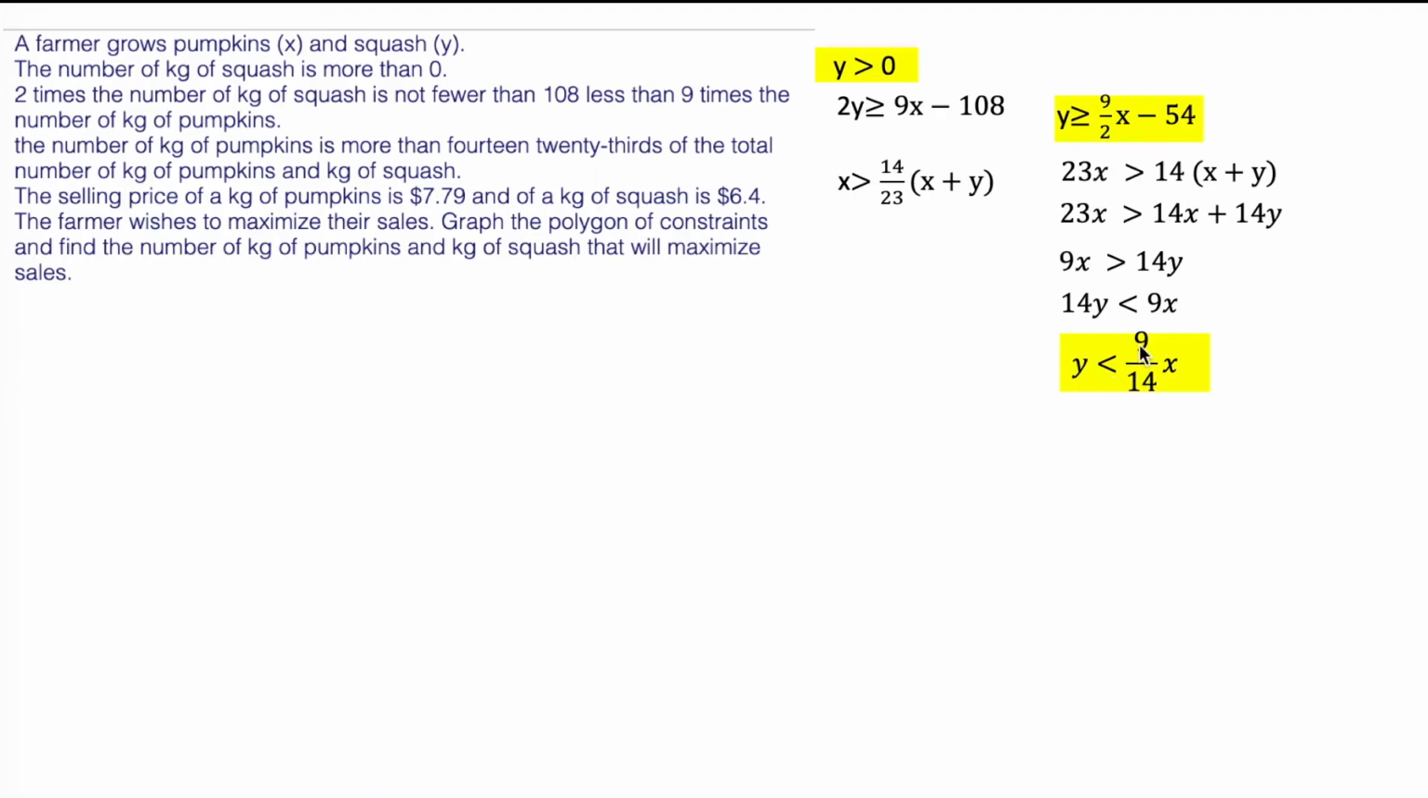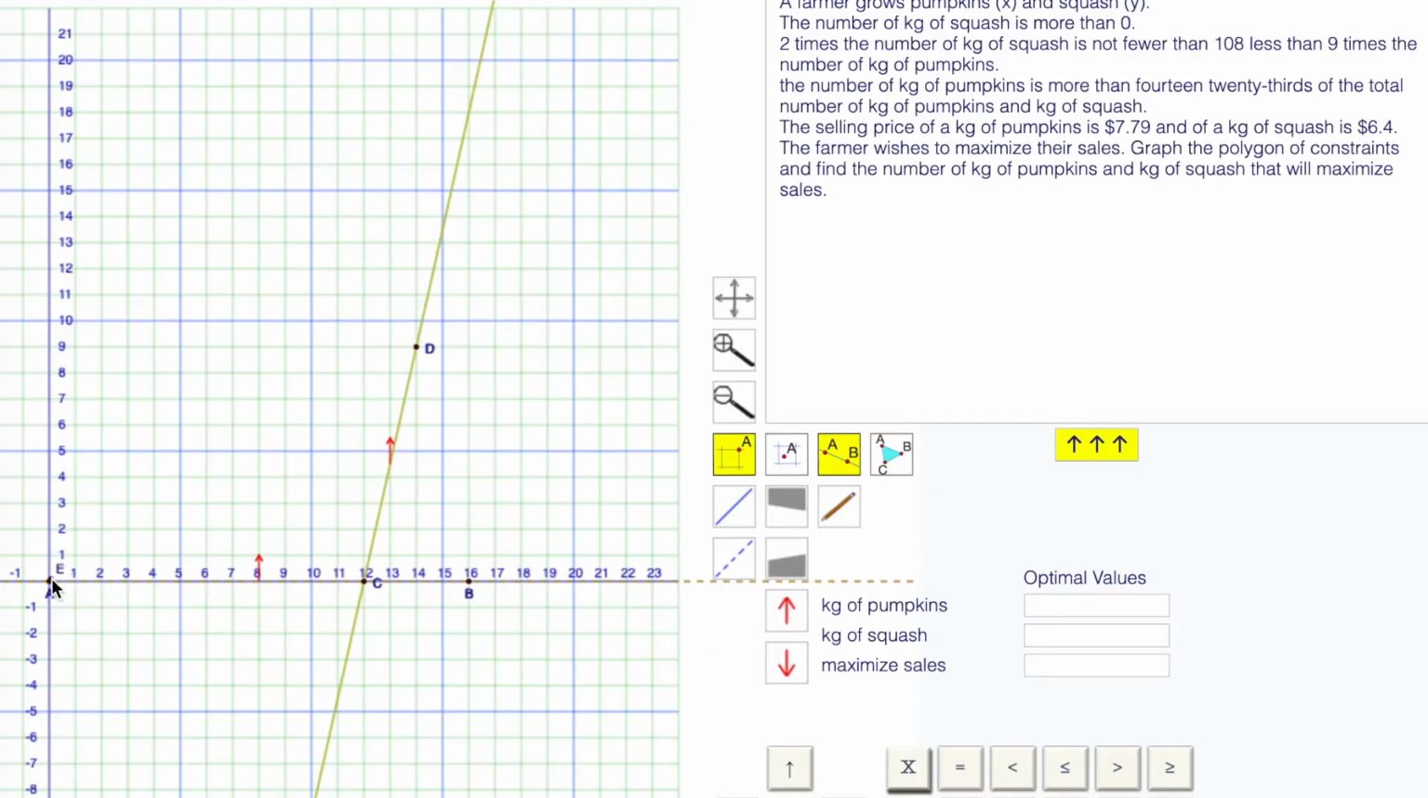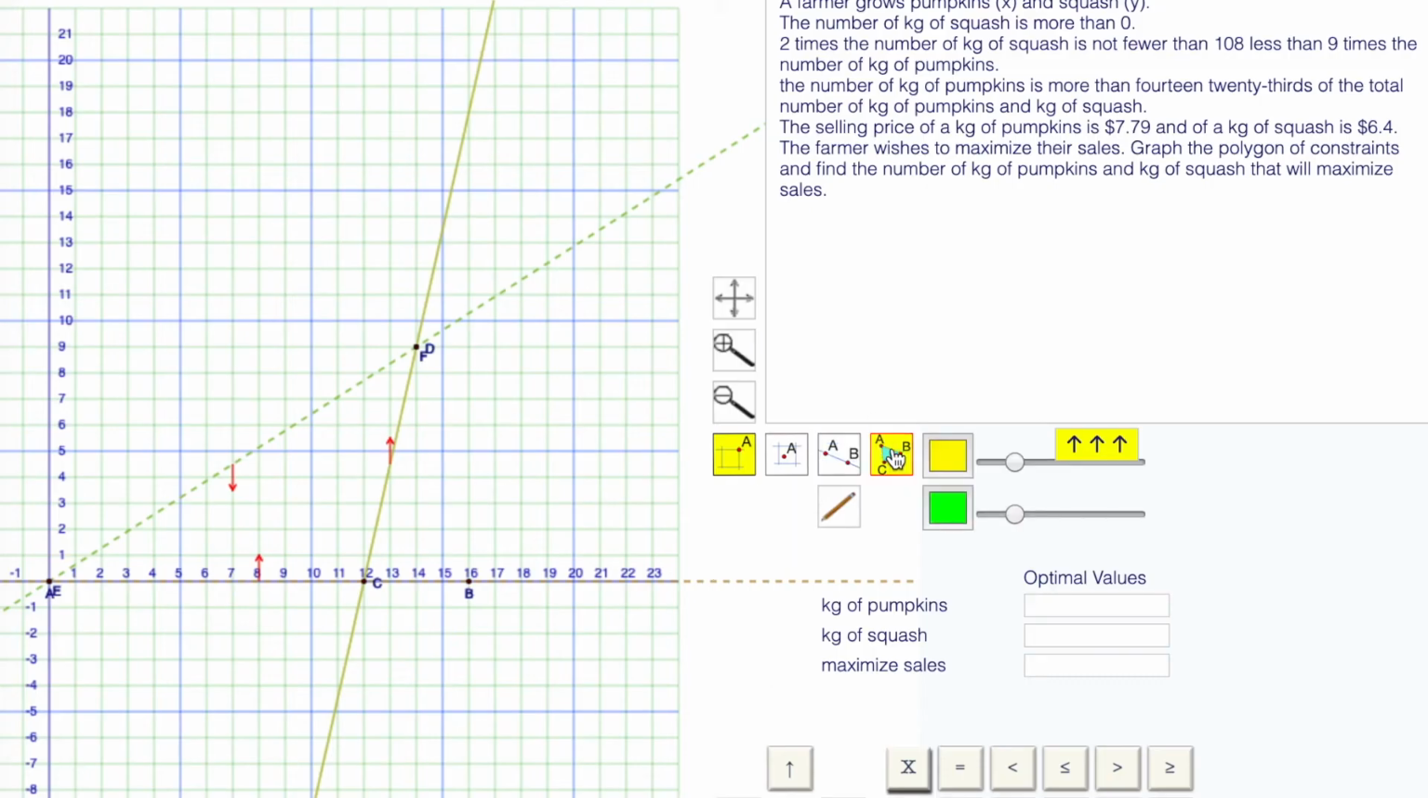The last inequality: y is less than 9/14 x. The b value is 0. There is no b value, so it's going through the origin. And the slope is 9/14. It is less than, so dotted line and shading below. 9/14, going through the origin, I'm going to go over 14 and up 9. 1, 2, 3, 4, 5, 6, 7, 8, 9. Dotted, and we are shading below. Let's double check that. I'm going to make the polygon by clicking on the 3 vertices that make up our polygon of constraints, and there we go. So this is the polygon of constraints.